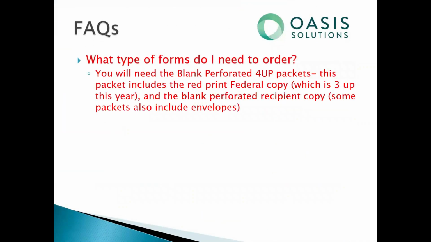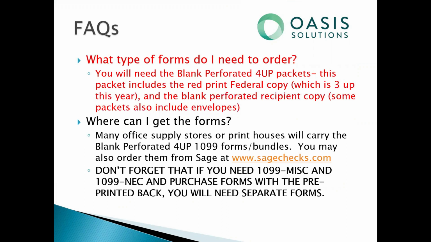Okay, so what type of forms do you need to order? This is important, because every year we've got somebody who buys some forms that are the wrong ones. So you have to get the blank perforated 4 up, and this includes the red print federal copy, and it also includes the blank perforated recipient copy. So keyword there being, it's got to be blank, got to be perforated, and it's got to be the 4 up. And some of the packets, depending on where you get them, may include the envelopes.